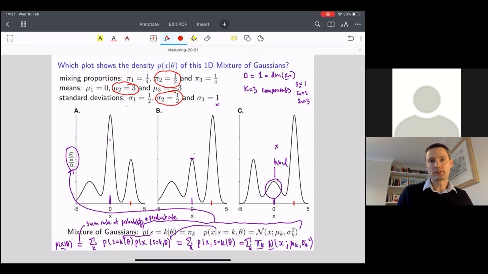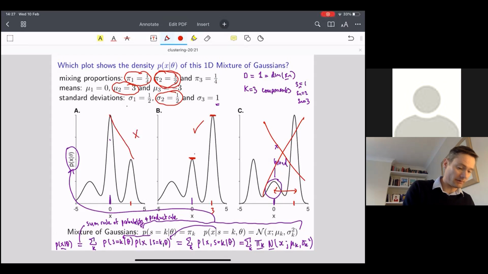So now we're on surer ground, having considered this one, because we know the widths of the 2 must be the same. That definitely rules out this one, because these 2 widths look different from one another. We've got one broad one and one skinny one. Let's look at the relative weight. Well, compared to cluster 1, the weight should be equal to a half. And so we'd expect to see the Gaussian at 0 to be smaller than the one at 3 here. And that's indeed the case for this one. It is not the case for this one. So that pretty much rules this one out.